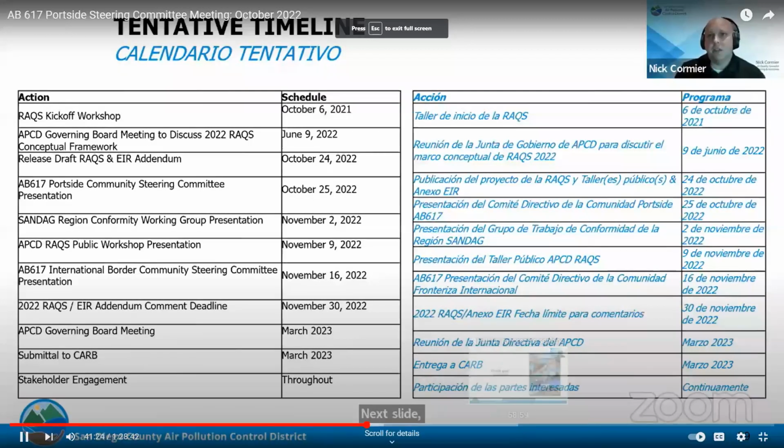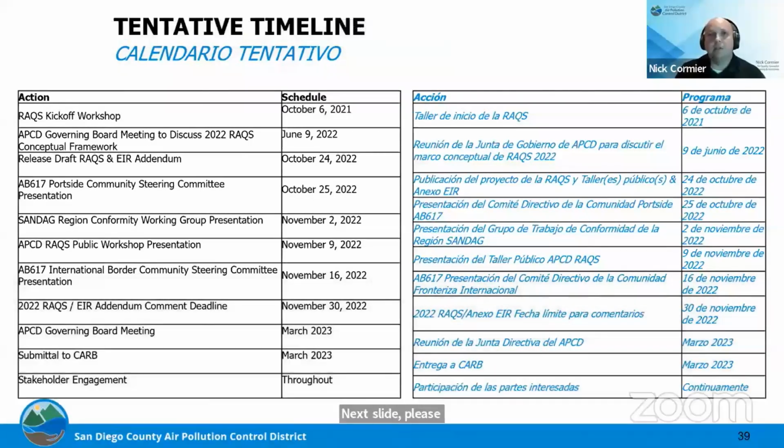Here's a tentative timeline of the next steps in the RACS process. We held a kickoff workshop this time last year to start discussing the proposed concepts and measures you heard about today. We also incorporated feedback received from our governing board members at a presentation back in June. We released the draft RACS document and CEQA analysis yesterday, and today is the first of a few presentations we are giving over the next month to get feedback.